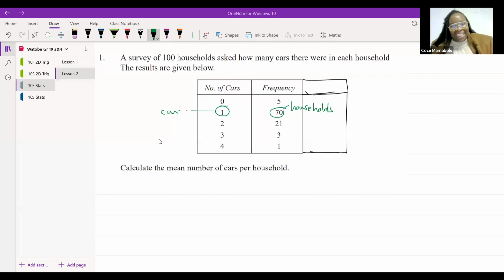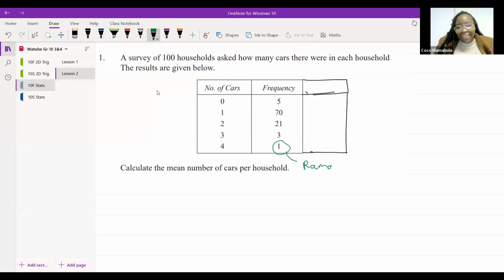Okay, Mawande. Hi, Princess. So, ma'am, if 70 households have 1 car, does that mean one household has 4 cars? Yes, there's one house that has 4 cars, but it's not common for people to have many cars. Yes. So there's one very rich family. I think this is Cyril Ramaphosa's house. No, those are really rich people. Yes, the Julius Malemas. Yes, of course.